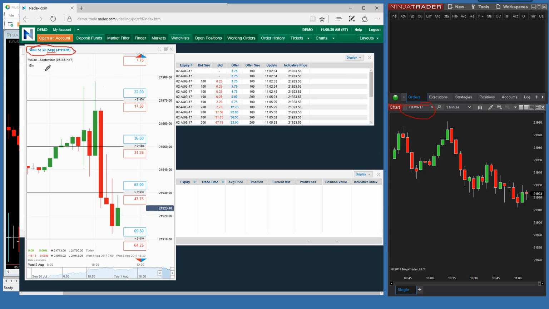Now, this is not the same as the E-mini Dow, because this is a binary that uses the underlying as a chart, or as an instrument. Do y'all understand that? Does everybody understand that?